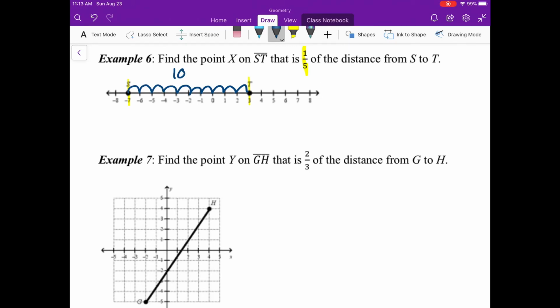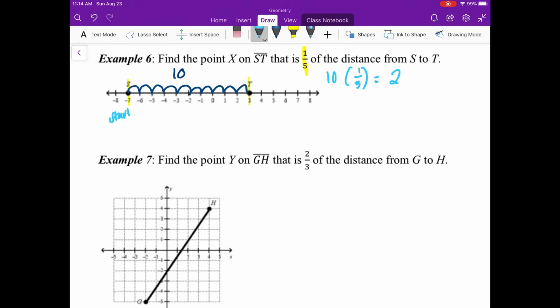If we were finding the midpoint, we would just divide by 2 because midpoint means halfway mark. But now that we want to find 1/5 of the distance, we're not going to be dividing by 2. So I'm going to take 10 and multiply it by 1/5. When you multiply by a fraction, it's the same idea as dividing. So I can think about what is 10 divided by 5, and that's going to give me 2.